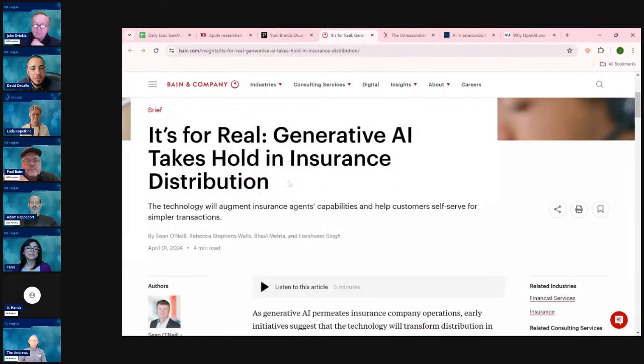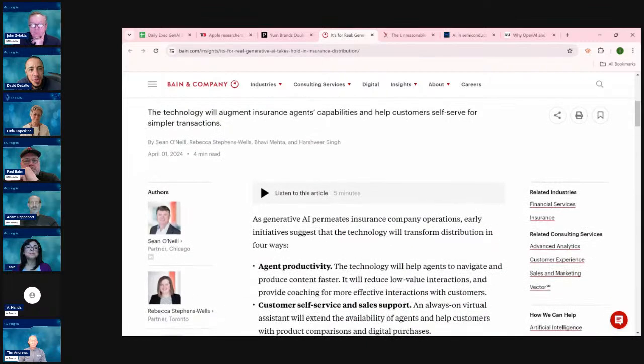Okay, so the next one is from Bain & Company, and it talks about some of the use cases for generative AI in insurance distribution. Luda, what do you think about this one?